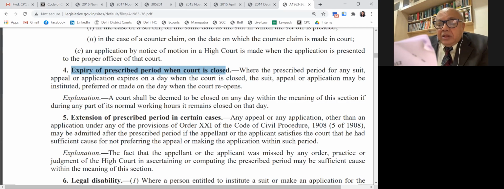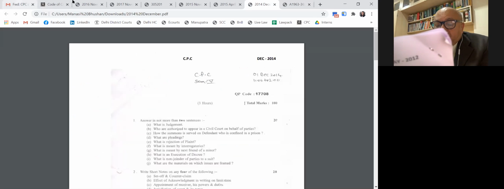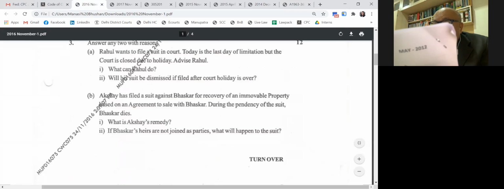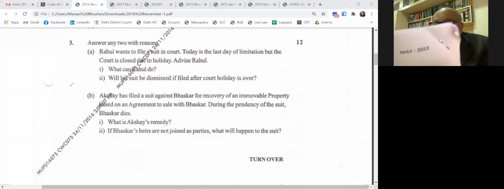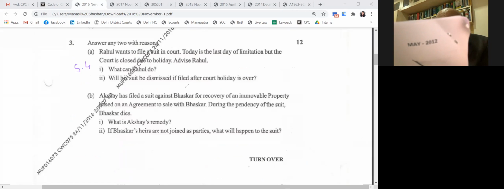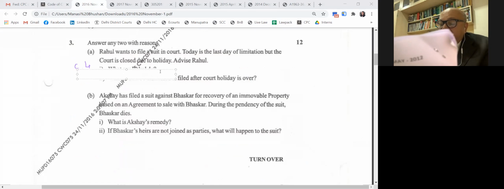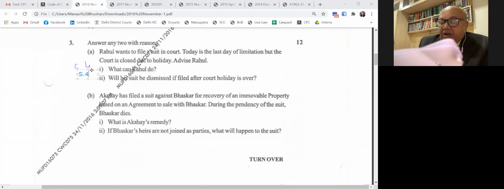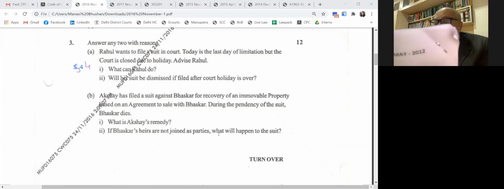Kindly note that. Then come to the next problem: Akshay has filed a suit against Bhaskar for recovery of immovable property based on the agreement of sale. During the pendency of the suit, Bhaskar dies. Number 1, what is Akshay's remedy? If Bhaskar's heirs are not brought on record, what will happen to the suit? So here, when a defendant dies, the heirs are required to be brought on record within 90 days. Order 22 Rule 4, check that. Please write it down: Order 22 Rule 4 and the limitation period under Article 120, within 90 days.